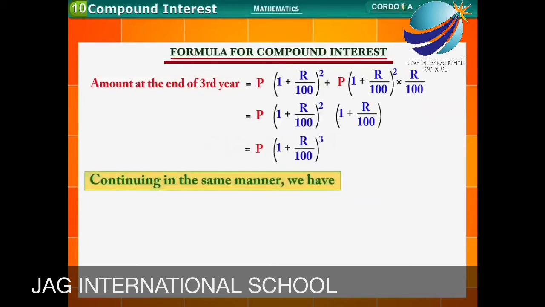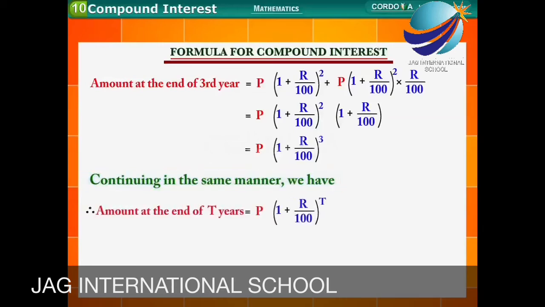Continuing in the same manner we have, therefore, amount at the end of T years is equal to P into 1 plus R upon 100 raised to the power T. Compound interest, CI is equal to P into 1 plus R upon 100 raised to the power T minus P.